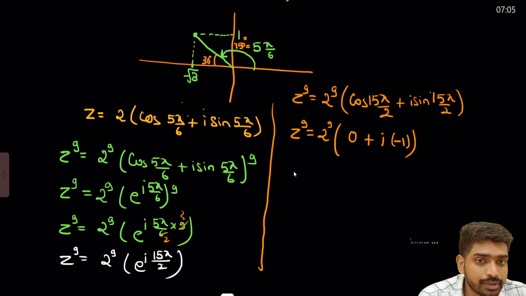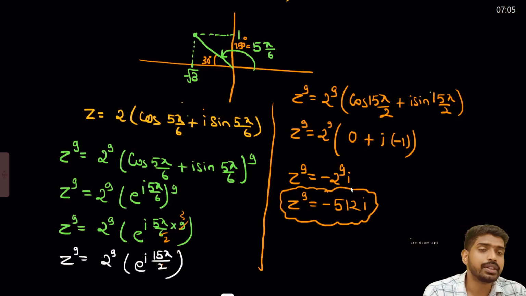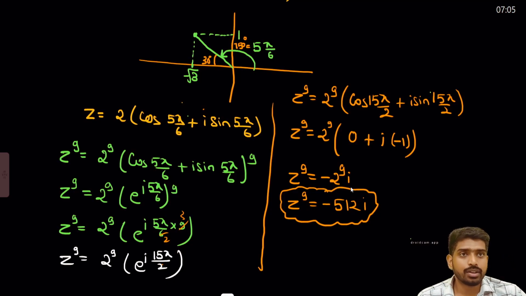Got it? So here we'll get z power 9 as minus 2 power 9, which will be z power 9 is nothing but minus 2 power 9 iota. This will be minus 512 iota. So this is our answer. With the DMT theorem, it is very easy to find any positive integral power of a complex number.